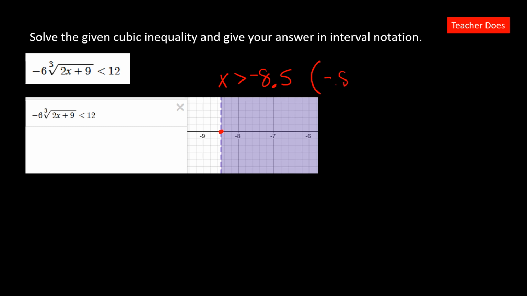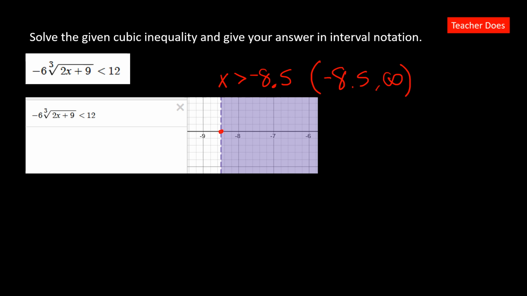If we were going to say this in interval notation, we would go parentheses -8.5, comma infinity. Okay, and remember we use parentheses because we're not including that negative 8.5. Okay, again, we're not including.